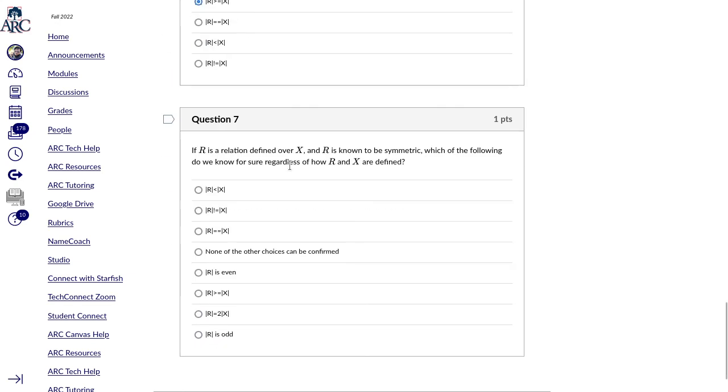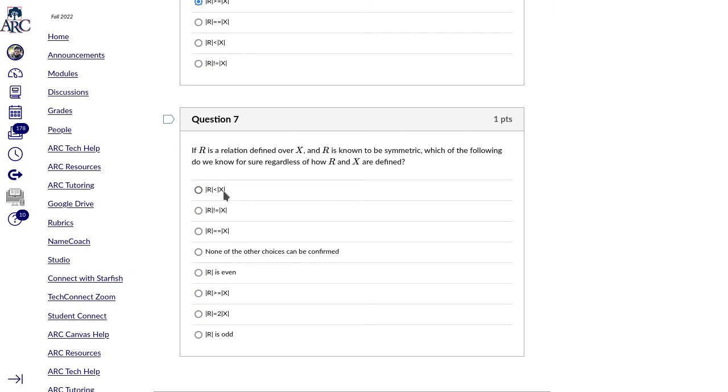And then for question number 7, R is a relation defined over X, and R is known to be symmetric this time. Which of the following do we know for sure, regardless of how R and X are defined? This one is kind of interesting, so we have to evaluate all of these and find out which one applies. Do we know for sure that the cardinality of R is less than the cardinality of X, just because we know R is symmetric?